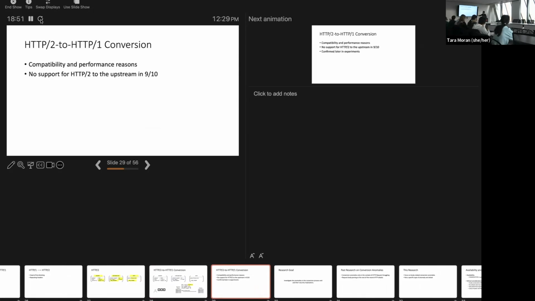So as I said, no support for HTTP2 to upstream in 9 out of 10 technologies that we looked at. I looked at 10 very popular technologies like Nginx, etc. They actually were not supported. So if it is about performance, then won't the performance be bad in case we are doing this conversion? Because there will be head of line blocking, right? We will be waiting. Excellent question.